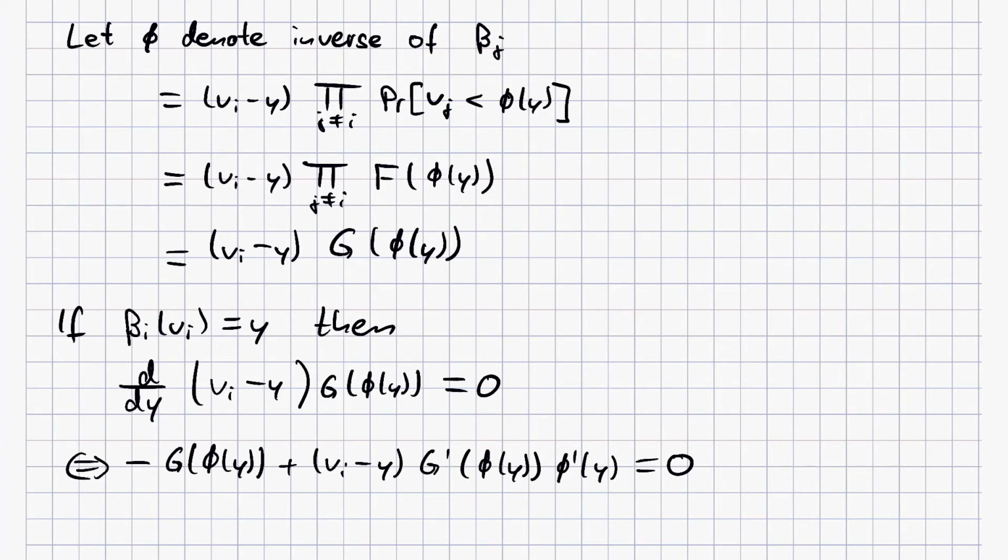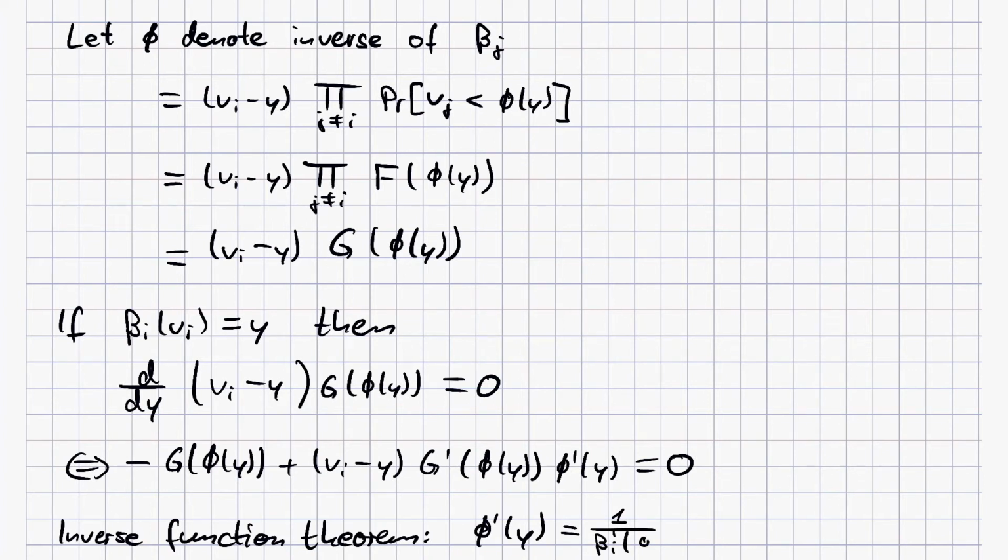What is now the derivative of this phi? What was phi? Phi was the inverse of beta. So we get this, the inverse of it, via the inverse function theorem. The inverse function theorem tells us that phi prime of y is equal to 1 over beta I prime of phi of y.